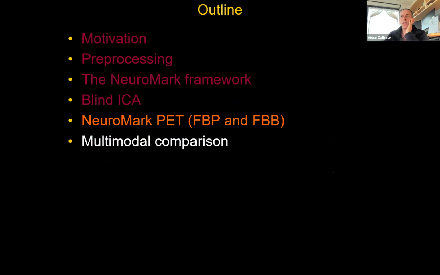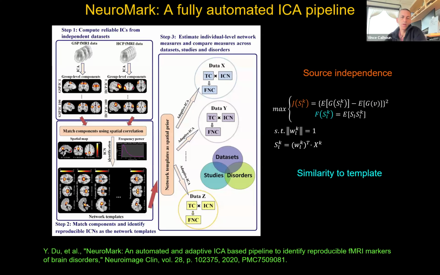All right, so now I'm going to pivot for a second and talk about NeuroMark, and I'll start with our fMRI framework, because that's where we've been using a lot of it. The basic idea is let's generate a set of component templates, and we do this by taking several large data sets, running blind ICA separately on those, and then looking at the components that show consistency or that replicate across those data sets. And then we use those to build a template that contains components.